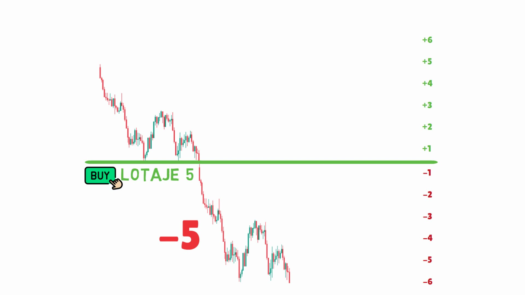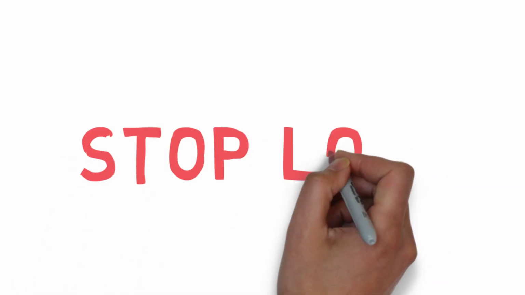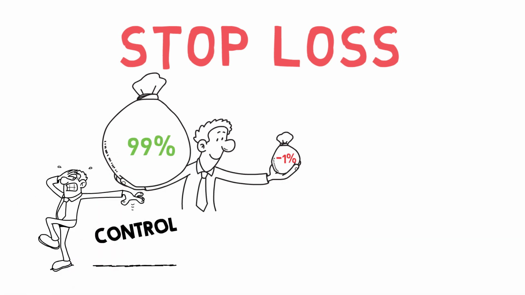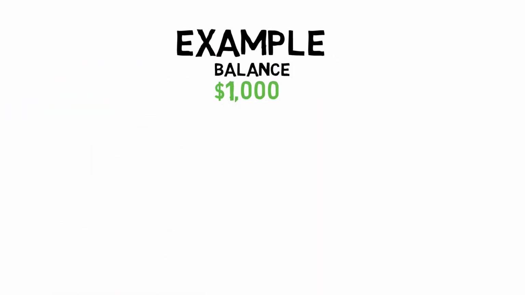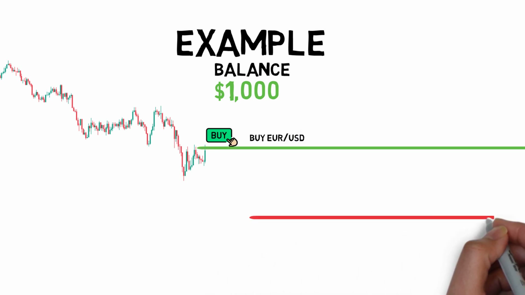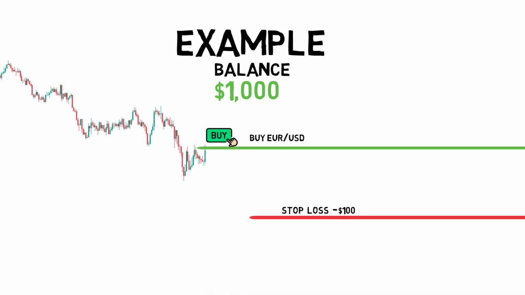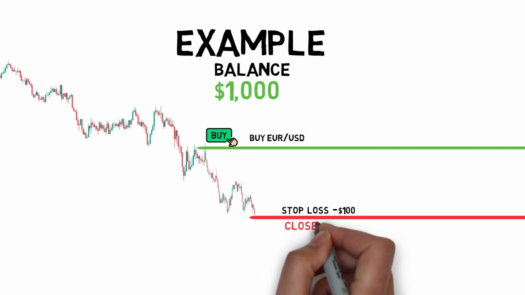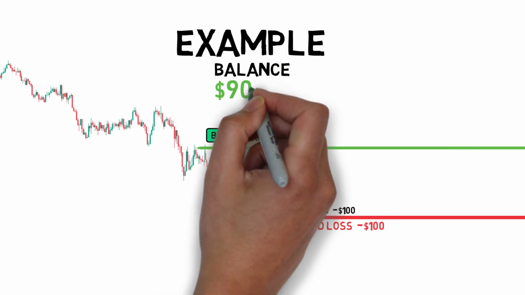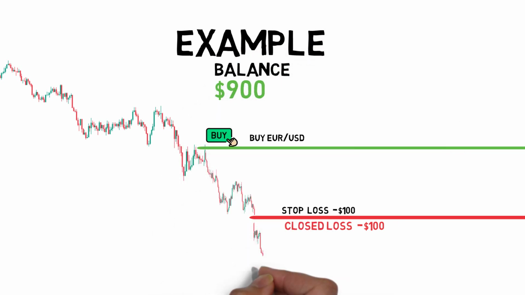Now let's talk about a super useful tool when trading: the stop loss. The stop loss is a tool that sets the maximum loss the investor is willing to assume in a market operation. For example, let's assume we have a capital of $1,000, and we place a buy order on the euro-dollar, deciding to risk $100. We set the stop loss at -100. If the price moves against us and touches the stop loss, the operation will automatically close, deducting the $100 from our capital. The goal of the stop loss is to prevent incurring larger losses.